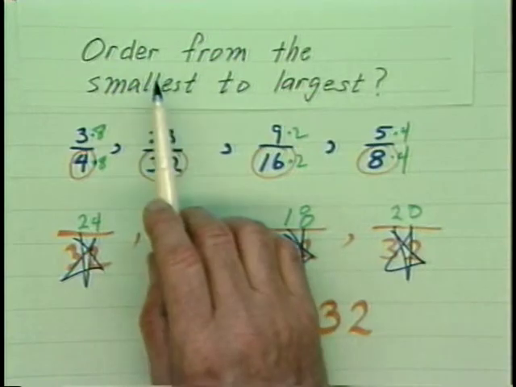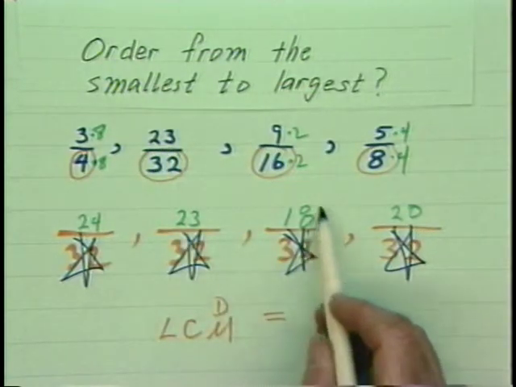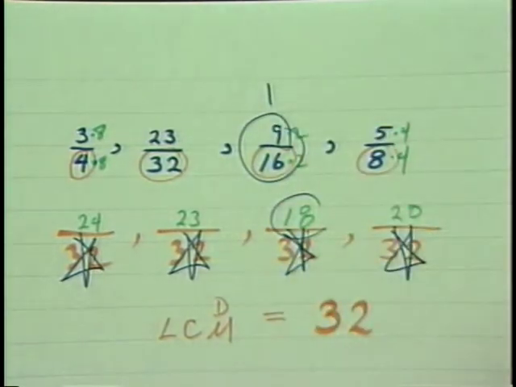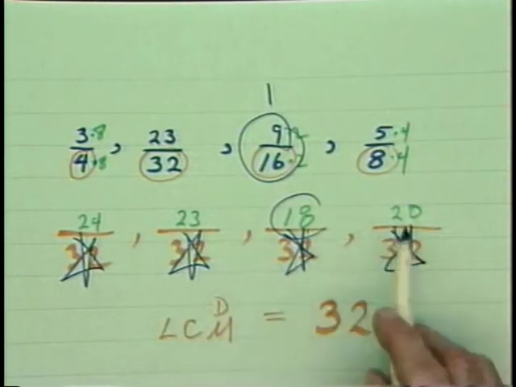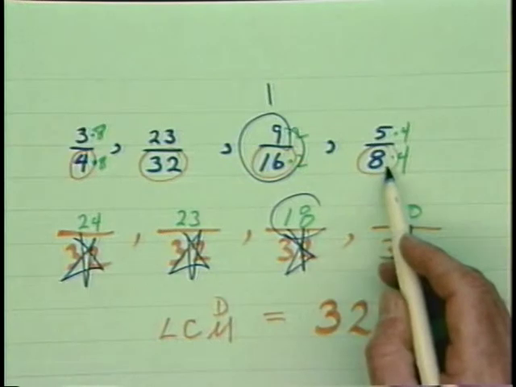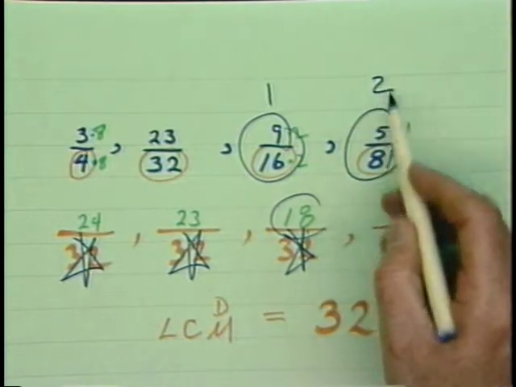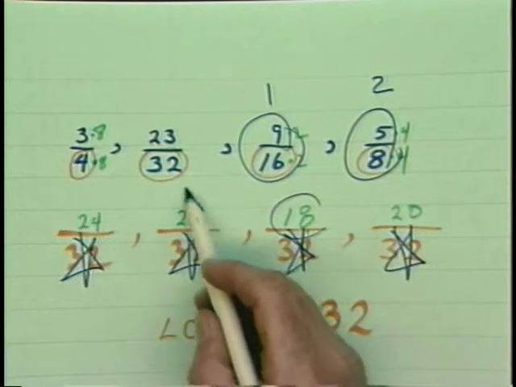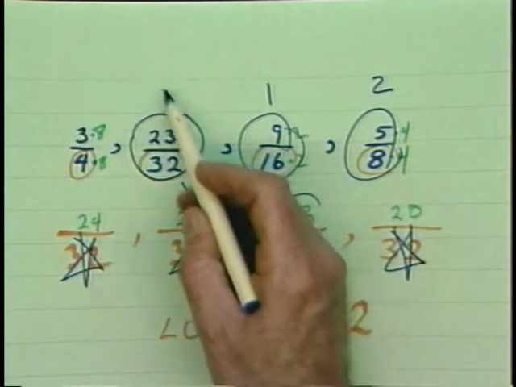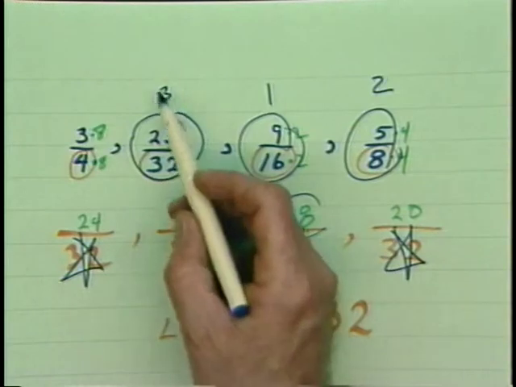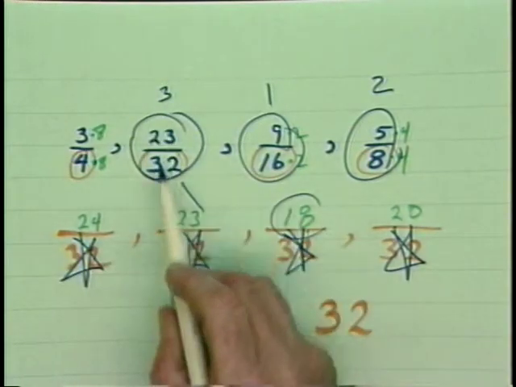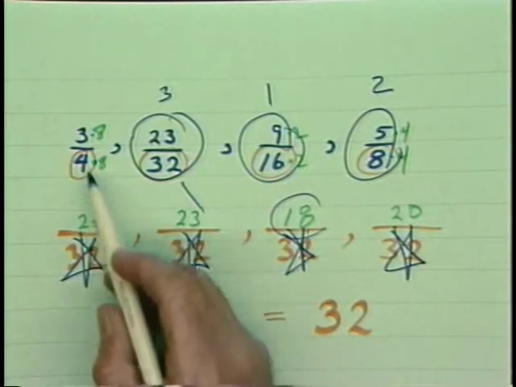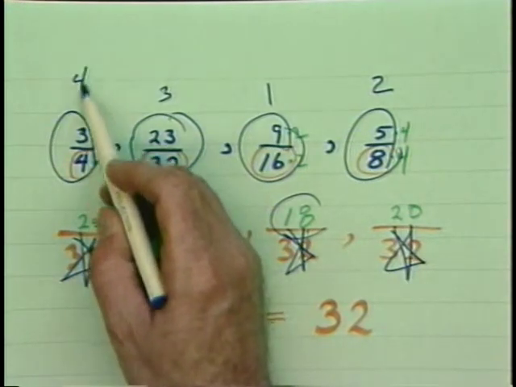So we want to order from the smallest. So this is the smallest, so this is my first one. This is next smallest, so this is my next fraction in size. This is my next smallest, so this is my third smallest, second largest, and this is my largest.